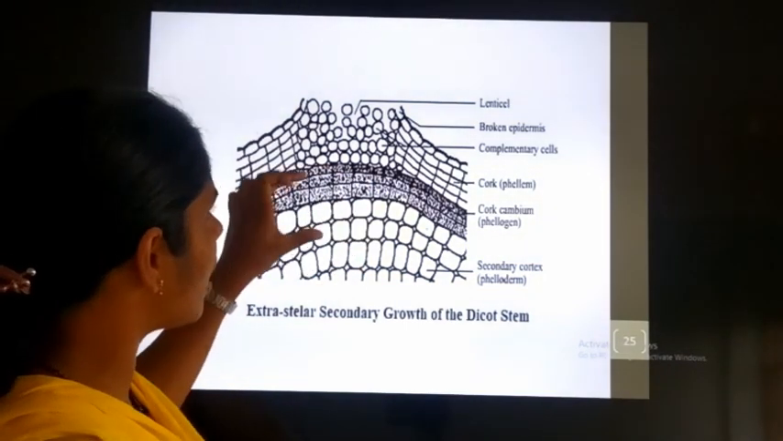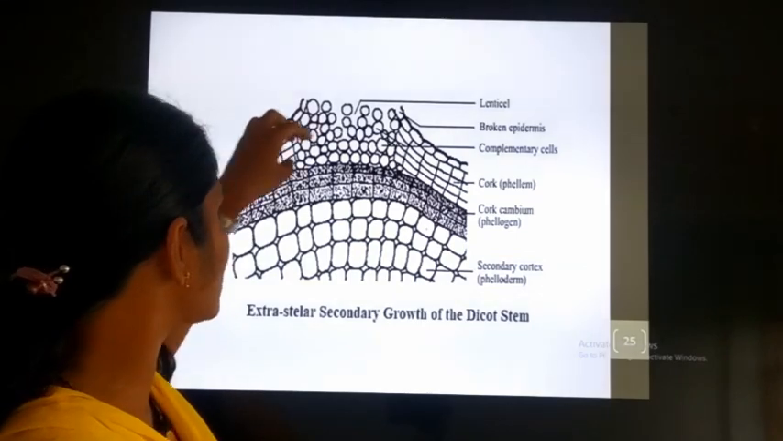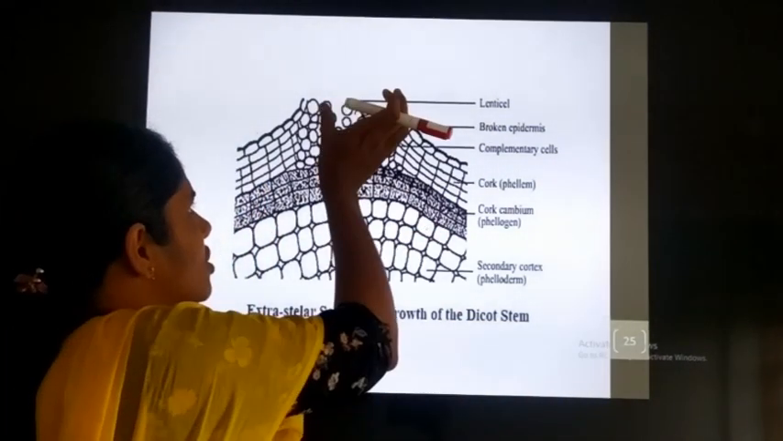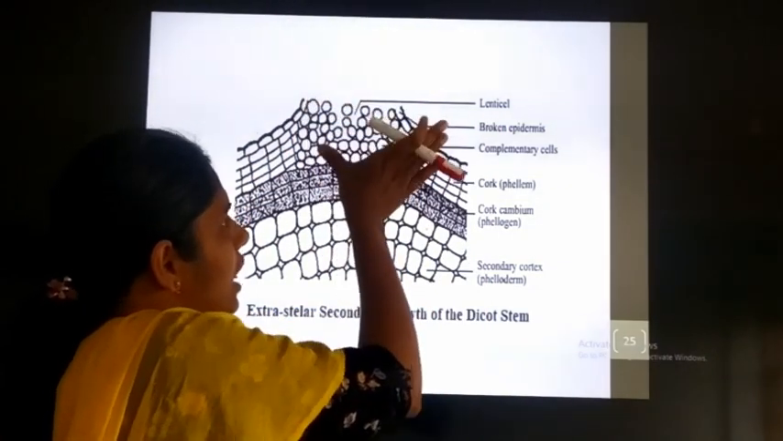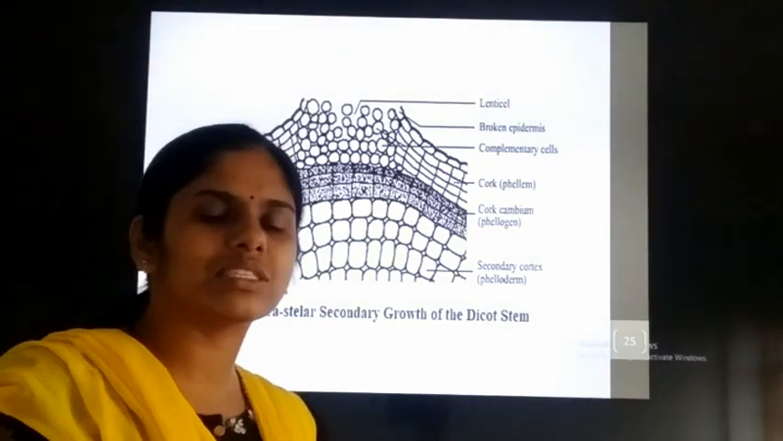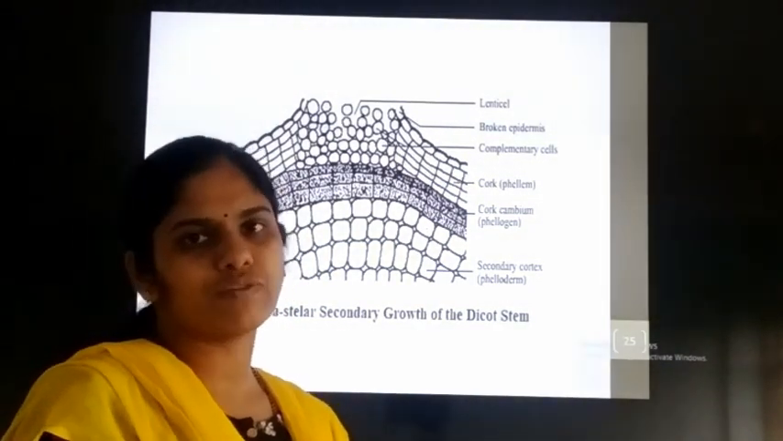After the formation of the cork cambium, parenchyma cells are formed next to the epidermis, in the hypodermal region. These are called complementary cells. They rupture the epidermal cells and form a lens-shaped opening in the epidermis, called lenticels. Lenticels are helpful for the exchange of gases from the atmosphere to the internal parts of the plant.